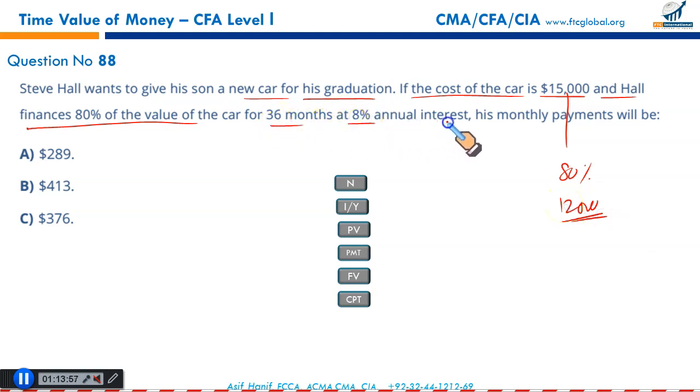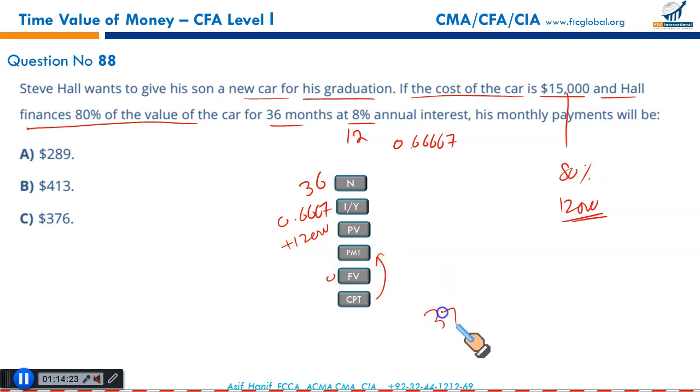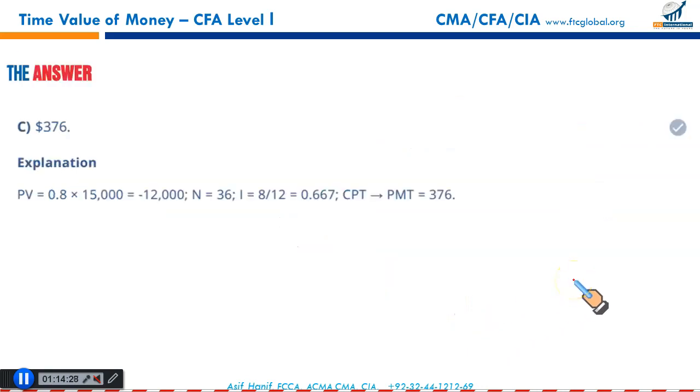36 months, 8% annual percentage rate, 8 by 12, we know 0.66667. And we're talking about for how long? We're talking about 36 months. 36 months, this is the rate. Loan that you have taken, positive $12,000. We need to calculate the periodic payment. Punch in these numbers, press CPT PMT, and you will get 376 point whatever. This is the periodic payment you will have to make for this loan arrangement.